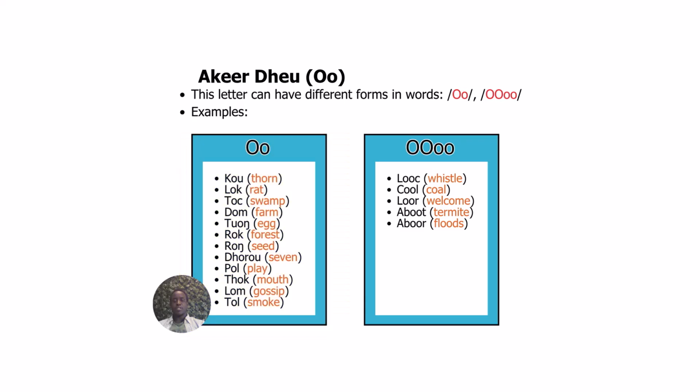Then words that have a double O. Lodge, whistle. Chol, chuckle. Lore, welcome. Abort, termite. Abor, floods.